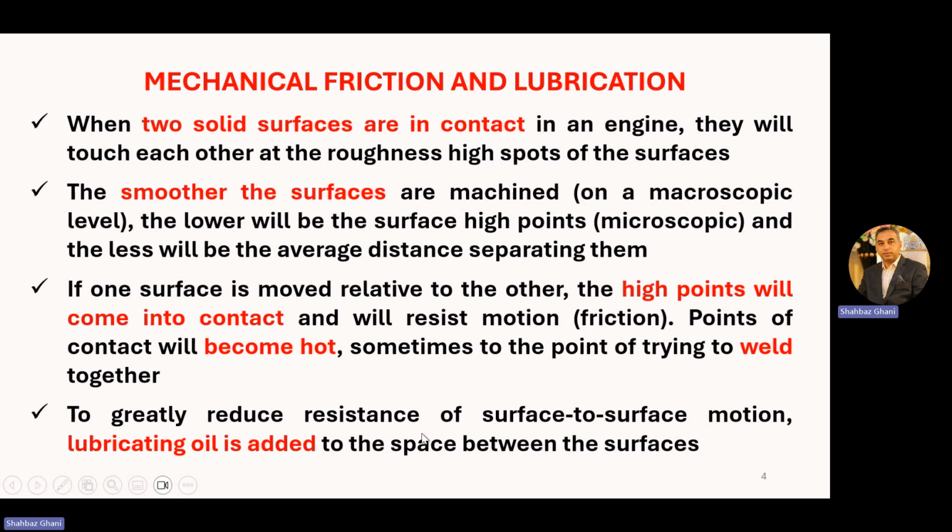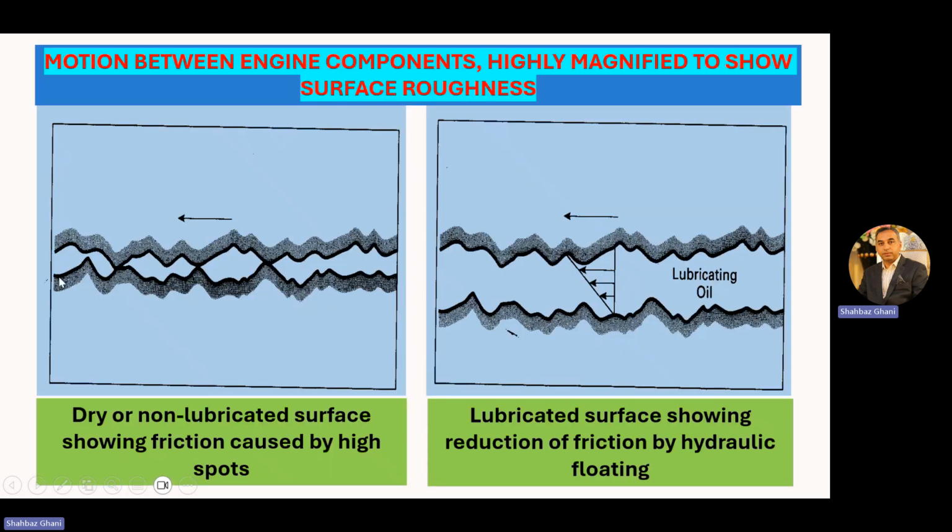To greatly reduce resistance of surface to surface motion, a lubricating oil or fluid is added to the space between the surfaces. So to reduce this friction or heat developed here, we induce some fluid or lubricating oil, so that the lubricating oil minimizes the heat developed. So this shows motion between engine components, highly magnified to show rough surfaces. Dry or non-lubricated surfaces show friction caused by high spots. So these are the high spots where the friction is caused, and you get a weld arrangement like this.